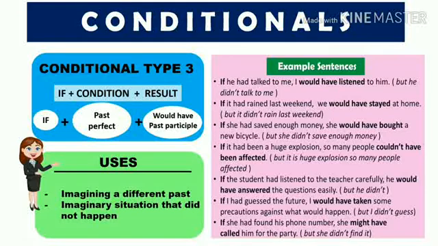If it had rained last weekend, we would have stayed at home. But it didn't rain last weekend, so we didn't stay at home last weekend. If she had saved enough money, we would have bought a new bicycle. But she didn't save enough money, so we couldn't buy a new bicycle.